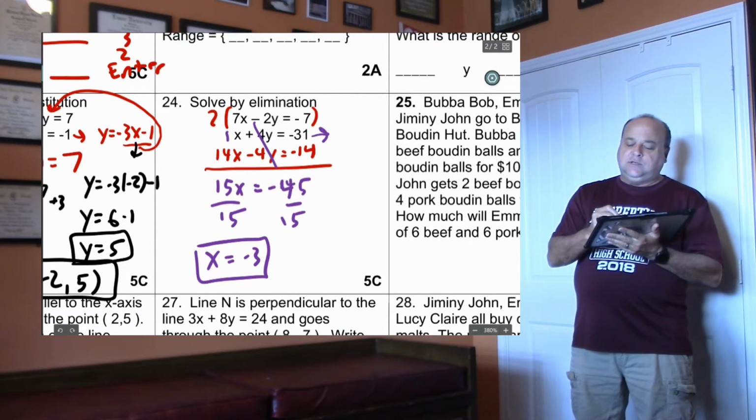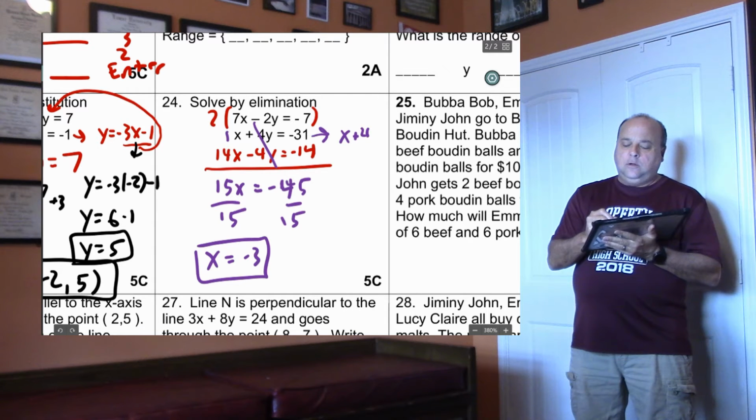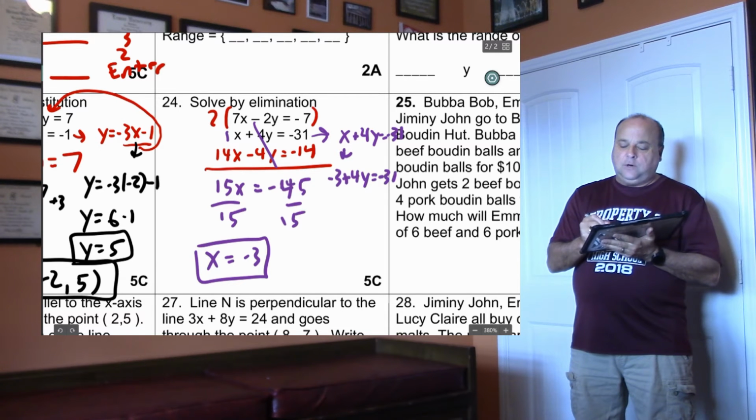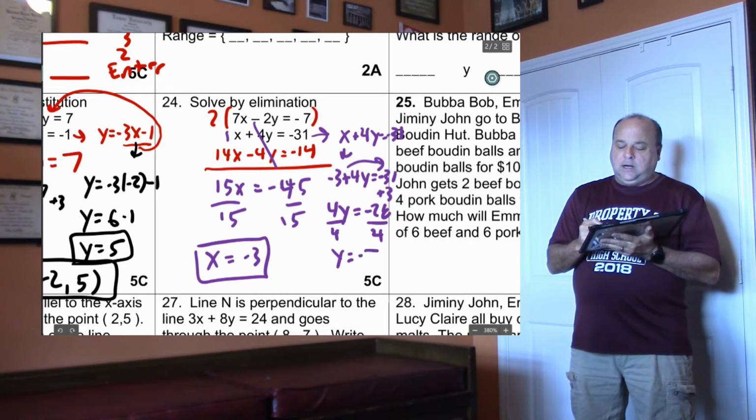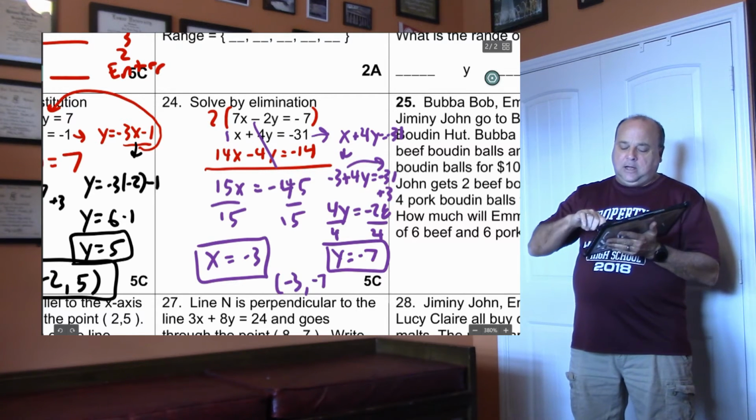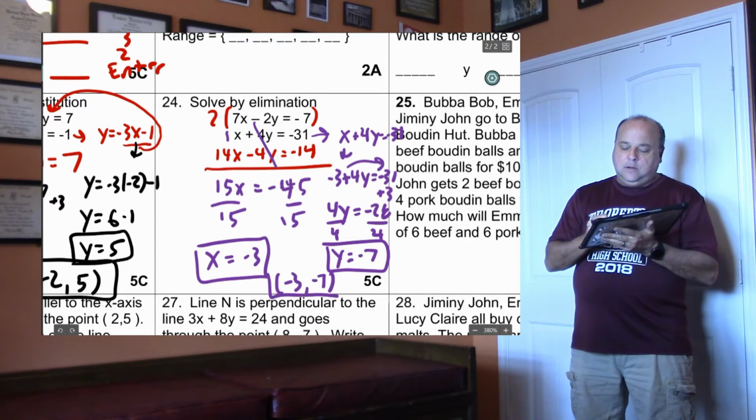That's my x. Now I'm going to take this equation because it's simpler, and replace the x with negative 3 plus 4y equals negative 31. Move over the negative 3. 4y equals negative 28. Divide by 4. And my y would end up being negative 7. The ordered pair would be negative 3 comma negative 7.